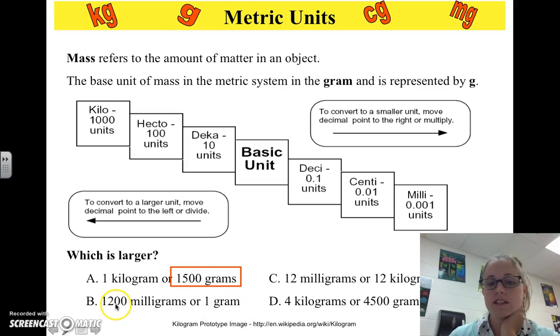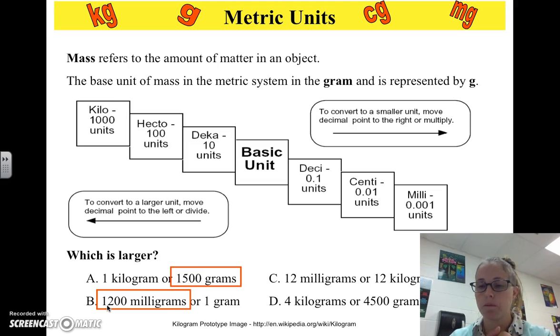Okay, we'll try the 1,200 milligrams and the 1 gram. We'll go into grams, just going the other way now. So 1,200 milligrams, this is where I'm starting. I want to turn the milligrams into grams. So I'll start here, milli to grams. That's 1, 2, 3 units to the left. My decimal point is right here, and I'm going 1, 2, 3 units to the left. And so now it becomes 1.2 grams or 1 gram. So which one's bigger? The 1.2, or 1,200 milligrams.